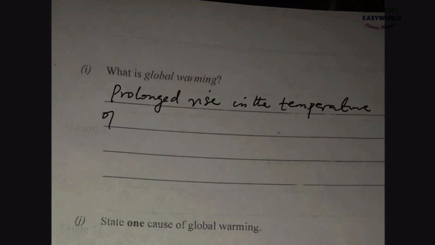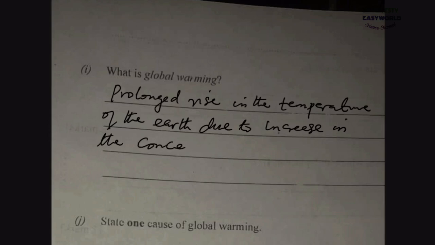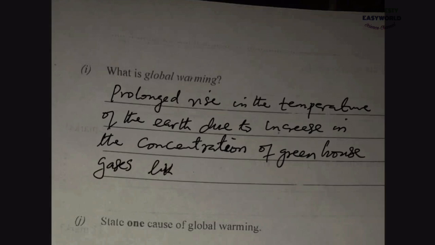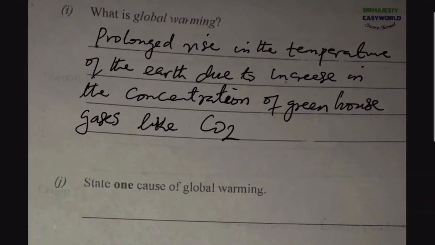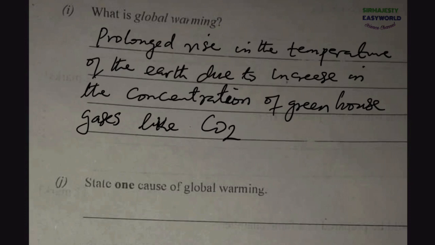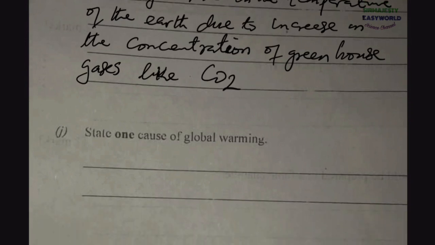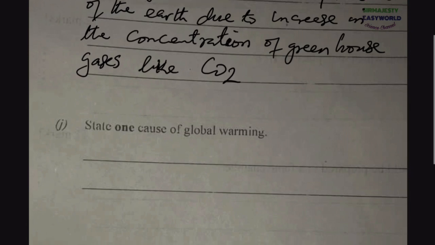Prolonged rise in the temperature of the Earth's surface due to increase in the concentration of greenhouse gases like CO2. So it is an increase in the average temperature of the earth, not just that it increases in a day and stops, but it is sustained. State one cause of global warming.